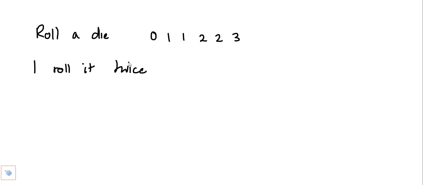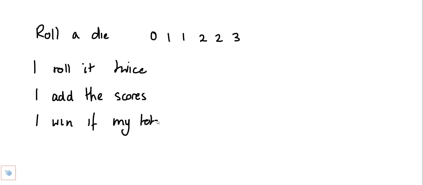I roll it twice. I add the scores. Can we make a diagram? I add the scores. I win if my total is prime. Do you guys remember, that's 2, 3, 5. So what is the probability of a win? Over to you, work it out.